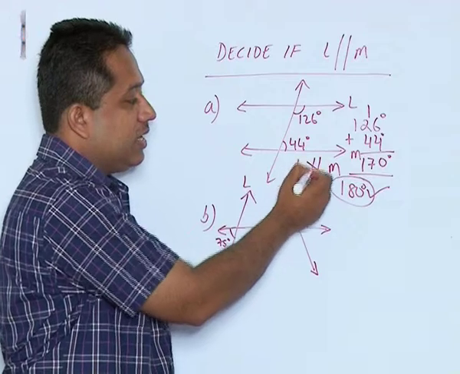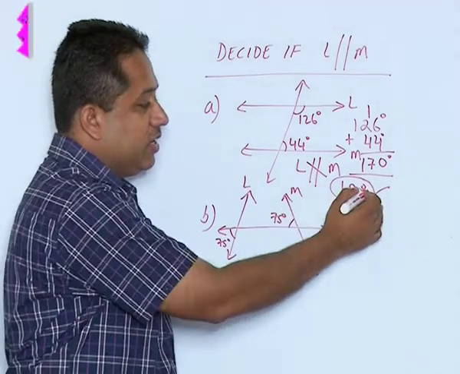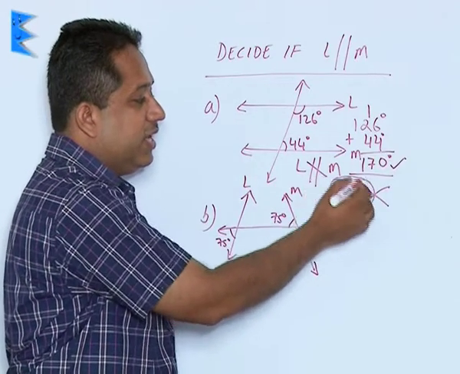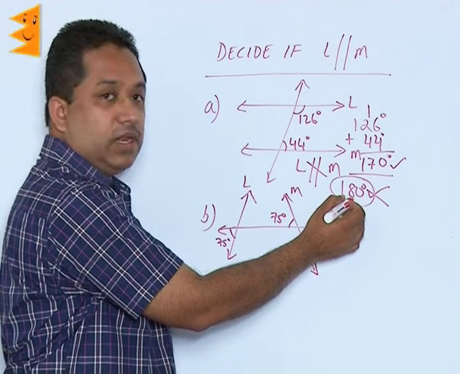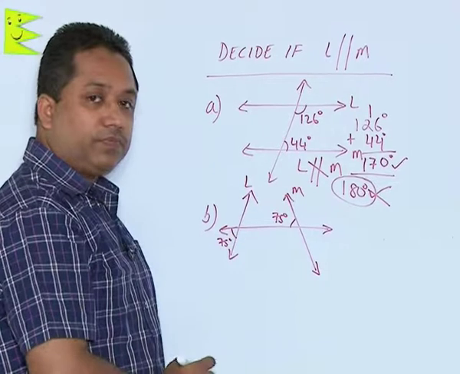So, we cross out the parallel sign, indicating that the lines are not parallel. Here the total is not 180, it is 170 degrees. If it would have been 180, the sum of the co-interior angles, then we would have said the lines are parallel. Now, look at the second one, is L parallel to M?